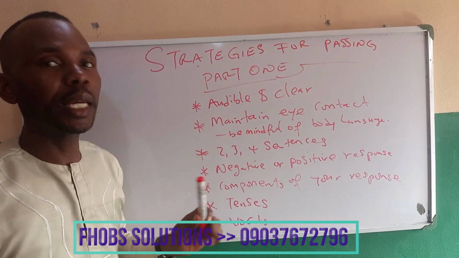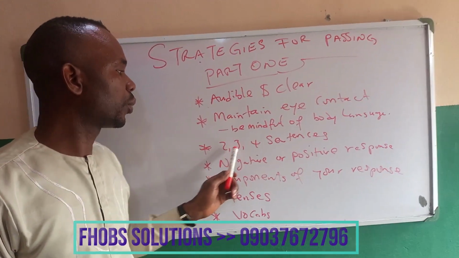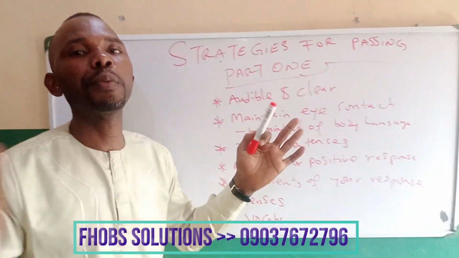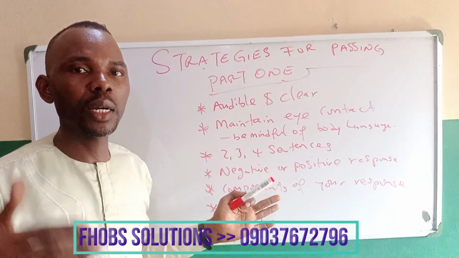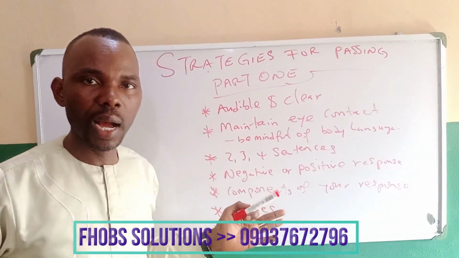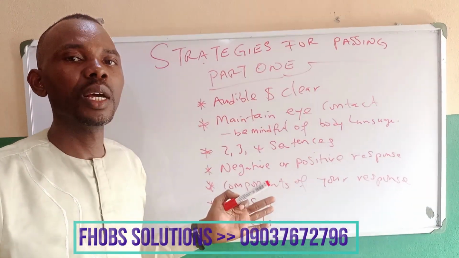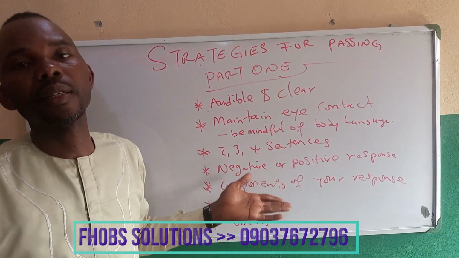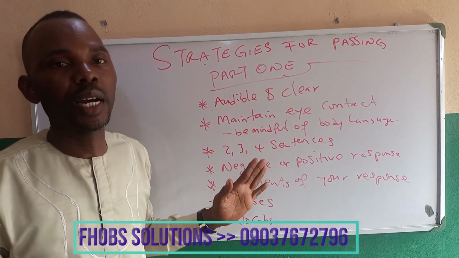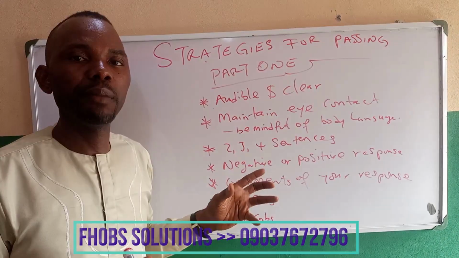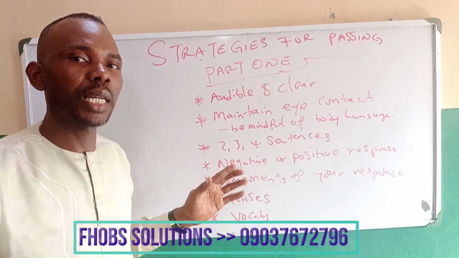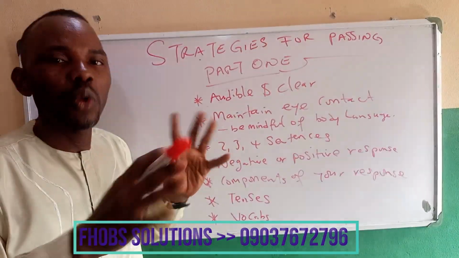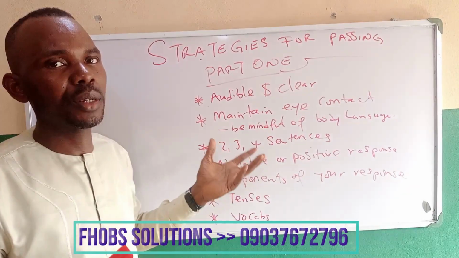Thirdly, speak in 2, 3, or 4 sentences. This simply means ensure that you don't speak so much, because remember, it's a question and answer section. The examiner asks you the question, you give a response. So you can give your response in 2 sentences, 3 sentences, or 4 sentences. That is fine. And this can be done by ensuring that you answer the question head on. That is, you don't waste time. You just answer the question, okay?